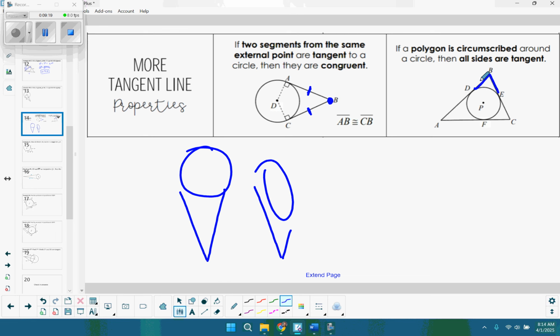That would be one cone, where those two pieces are the same. This would be a different cone, where those two pieces would be the same. And this one would be a third and different cone, where these two pieces are the same. So we're not going to say the two on the same side like this are equal. We're going to say the two that meet at that external point are equal.